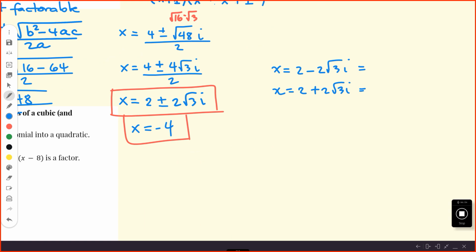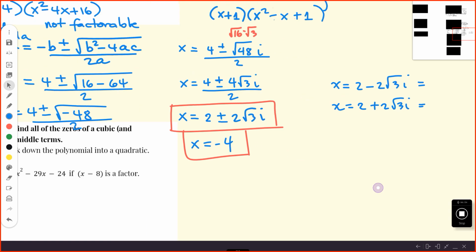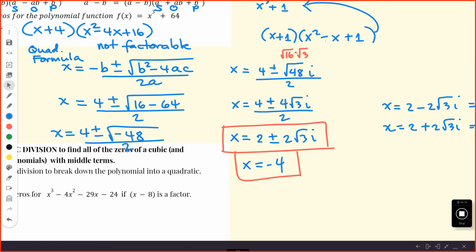How do I get negative 4? That is based from the first factor that we had, right? The x plus 4, and that's why we got a negative 4. Okay. Any other questions? All right.